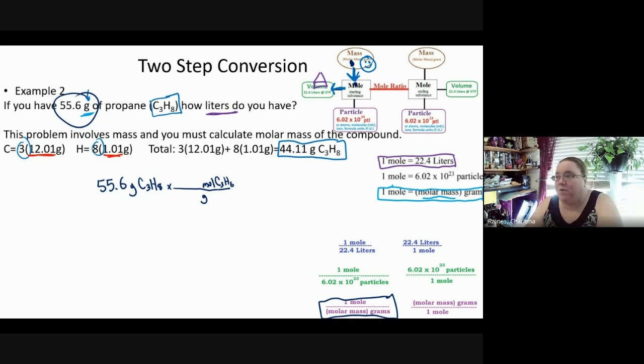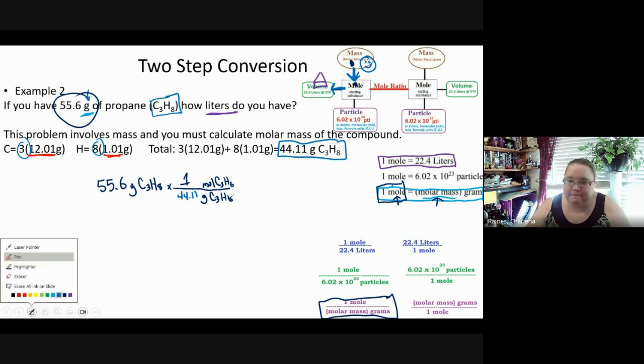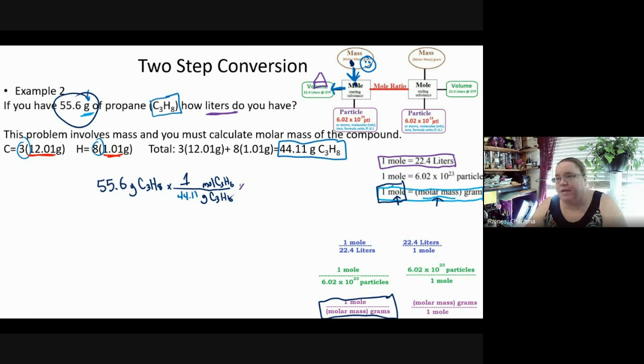Again, I could get that from the equalities. I could see that mass has to go on bottom because it's the thing I'm getting rid of. And if mass is on bottom, that is the only thing that can go on top. I'm only allowed to put 1 mole on top if mass is on bottom. So mass means, hey, I got to use that 44.11. So we've got moles. We don't want moles. So we're going to have to do a second conversion.